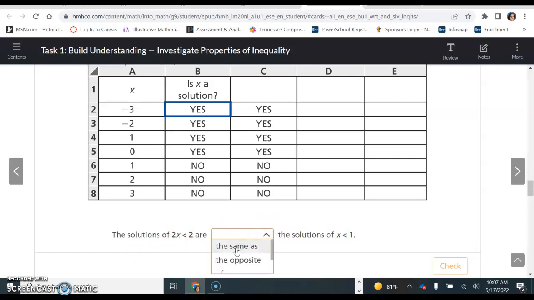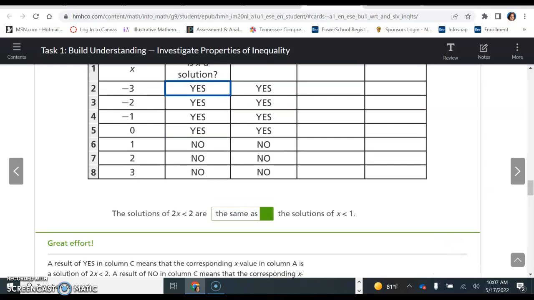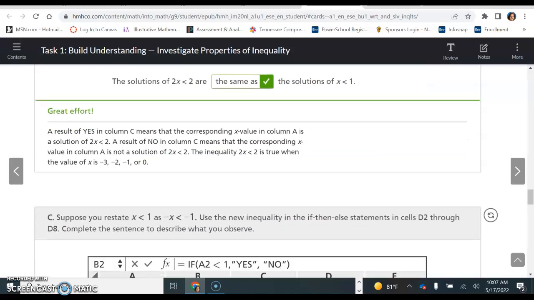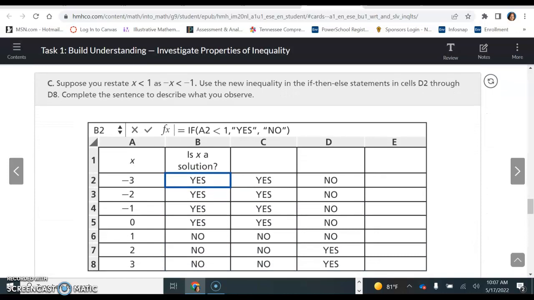So they are the same as the solutions. And if you look here, you see there's yeses all the way down through here, and then no's and no's. So these are two equivalent statements, or two equivalent inequalities, so they will have the same solution. Suppose you restate x less than 1 as negative x less than negative 1.